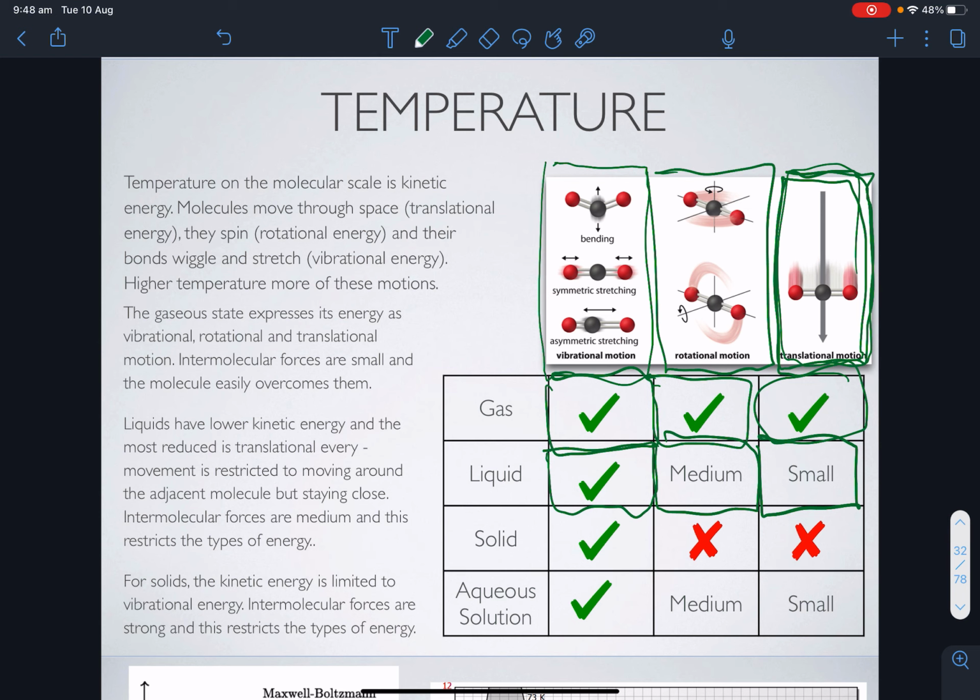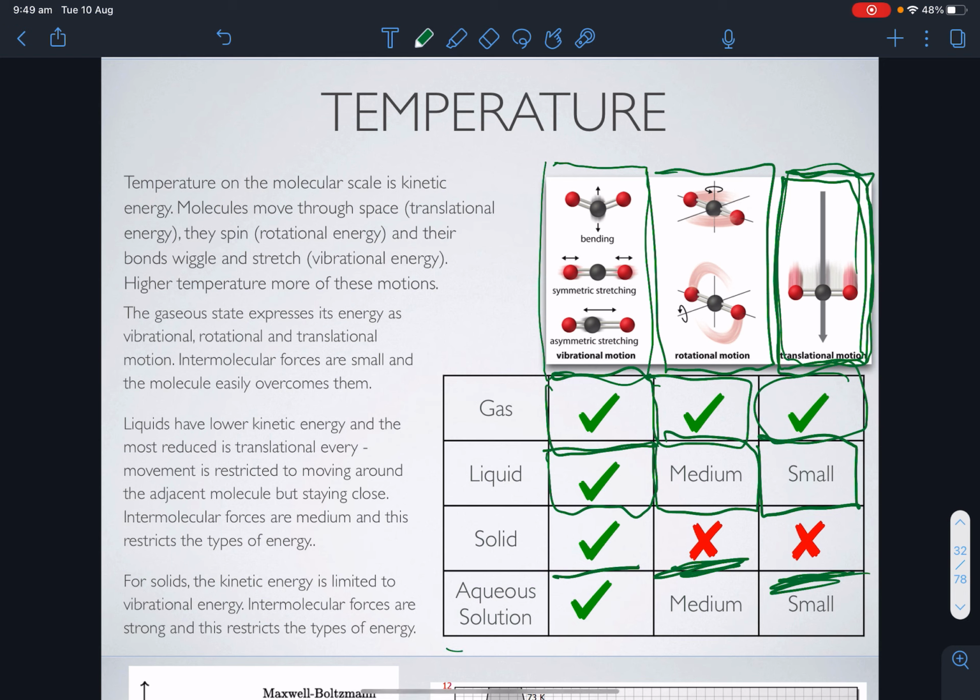For a solid, we've got stretching and bending in place in its rigid three-dimensional matrix structure, but we don't have rotational motion really. They're rigid, tightly held with those intermolecular forces or those ionic bonding kind of forces. So no rotational motion and no translational motion. It's sticking to its three-dimensional matrix.